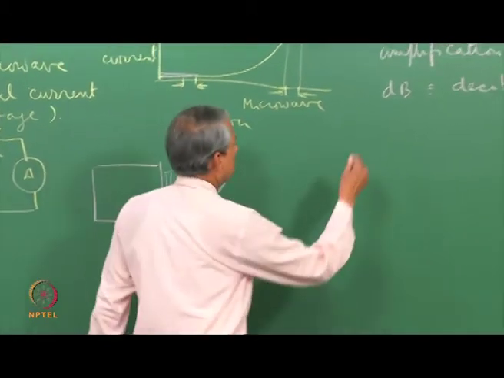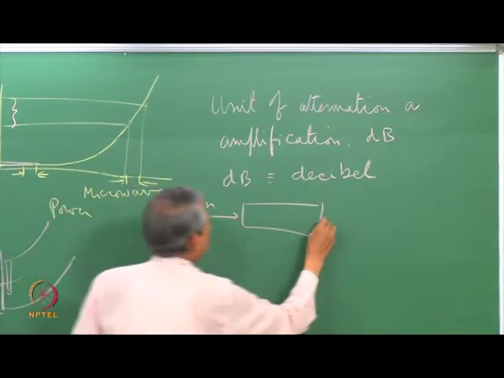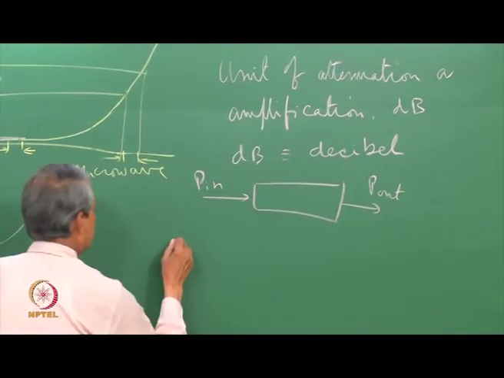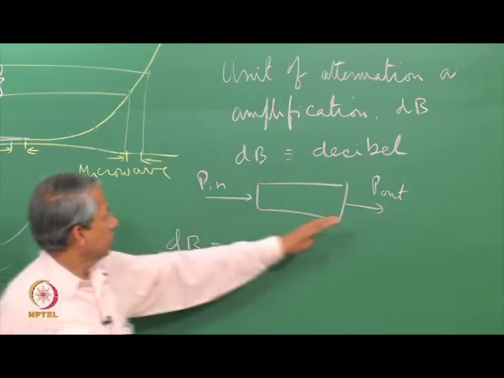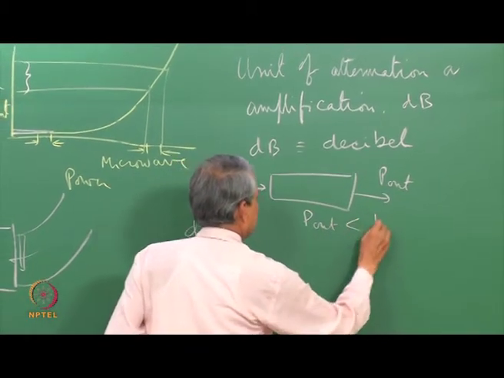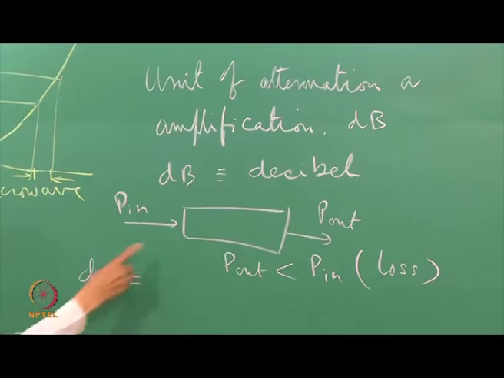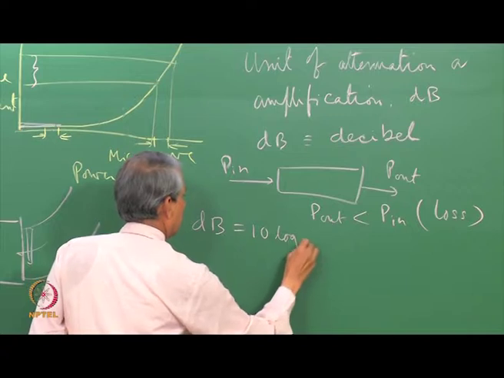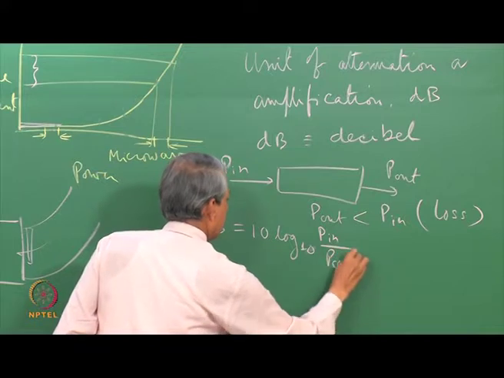Now, how do you define it? Let us say some gadget is here, power is going in, power is coming out. So, if the power is getting lost, of course P out will be less than P in. That is, some loss is taking place there. Loss in dB is given as 10 log to the power base 10 of P in by P out.